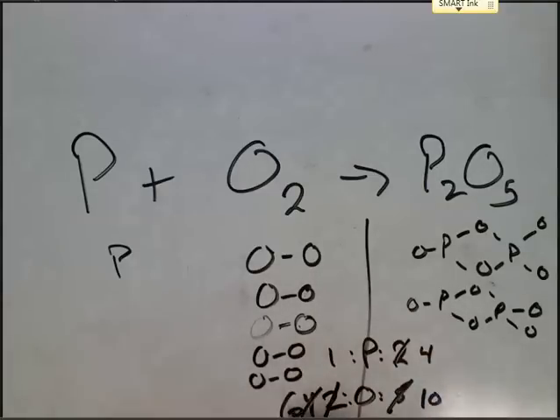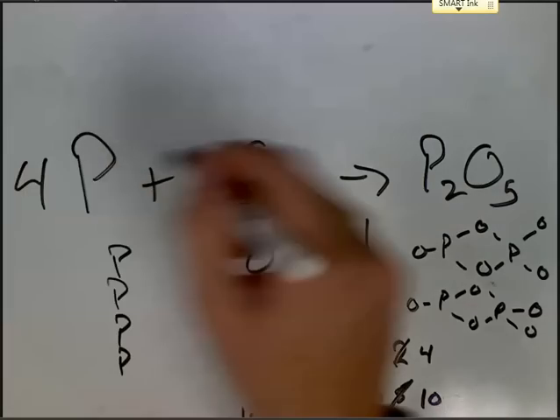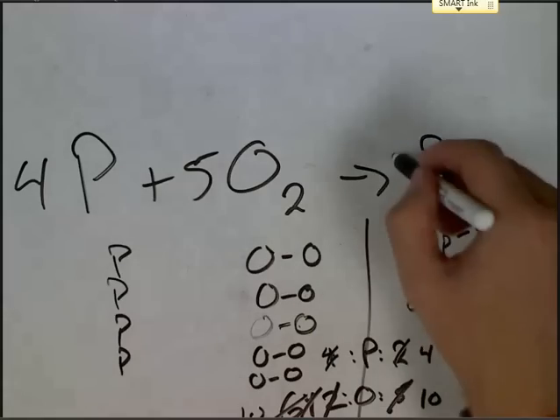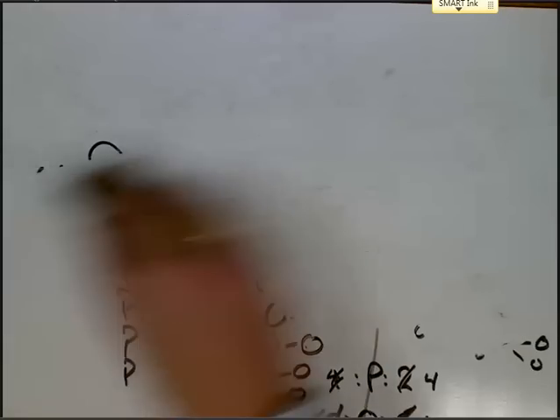And I also need 4 of these. So I have 4 phosphorus, I have 5 O2, and I have 2 P2O5. Again, don't really worry about how the drawing works. As long as you have all the atoms that your formula says you do, it doesn't really matter how they're connected or what their order is.